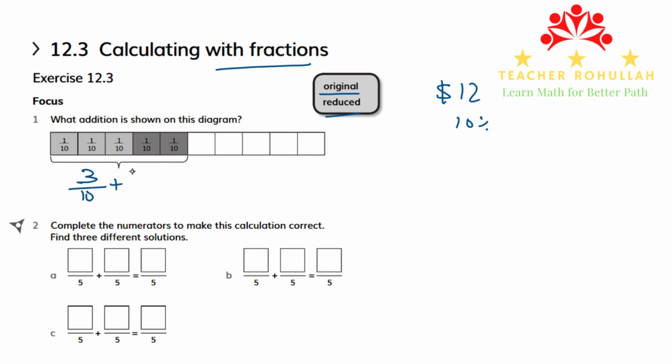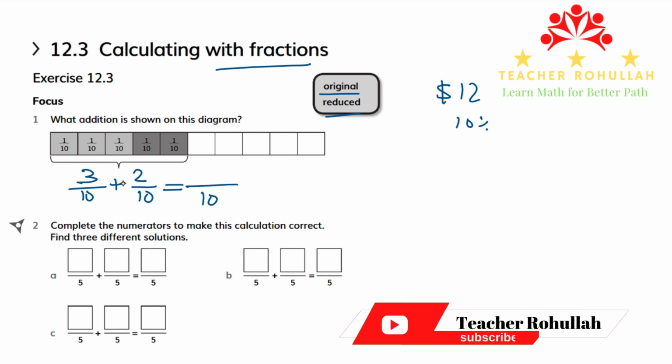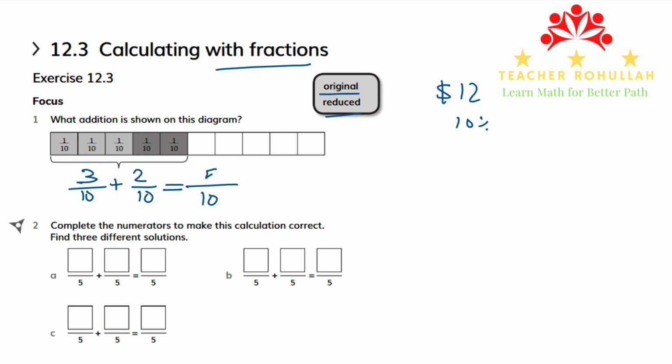So in this case, we can say that the fractions which are added here are 3/10 plus 2/10, because 1/10 plus 1/10 plus 1/10 is giving us 3/10, and the other 2 which are shaded in dark gray show that it is 2/10. Because the denominators are the same, we keep the same denominator and just add the numerators, which are 2 and 3. 2 plus 3 is 5. The answer that we get is 5/10.